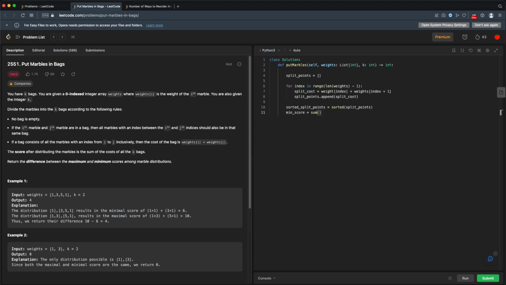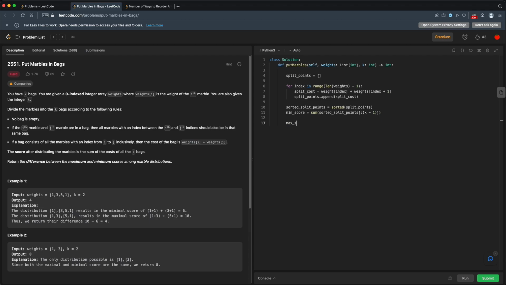All right, my copy and paste doesn't work, so I'm going to have to just type this out. So this will be the sum of our sorted split points up to k minus 1. Because remember, if we have one bag, then we have 0 split points. If we have 2 bags, we have 1 split point. So we have k minus 1 of these split points.